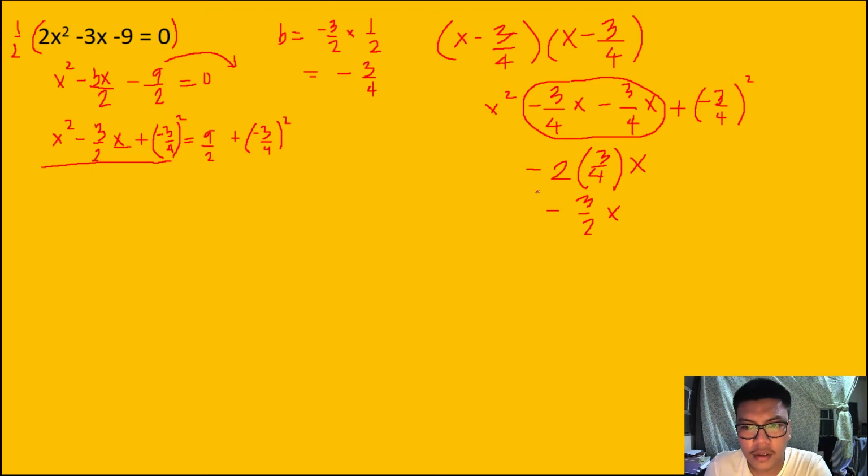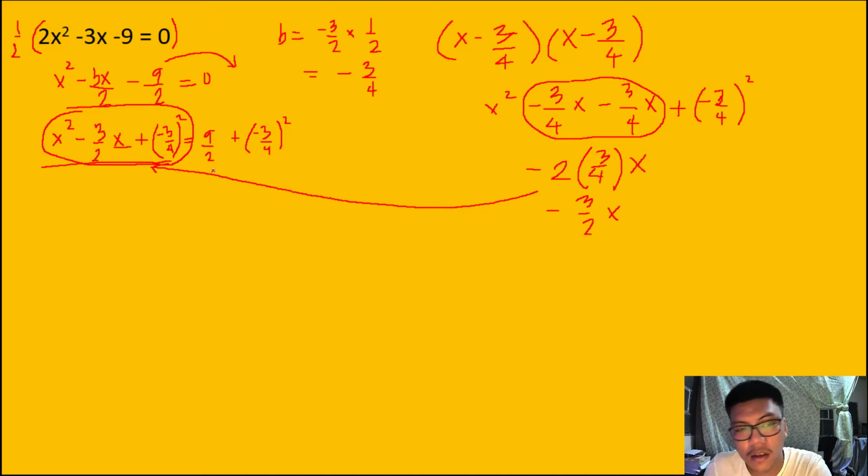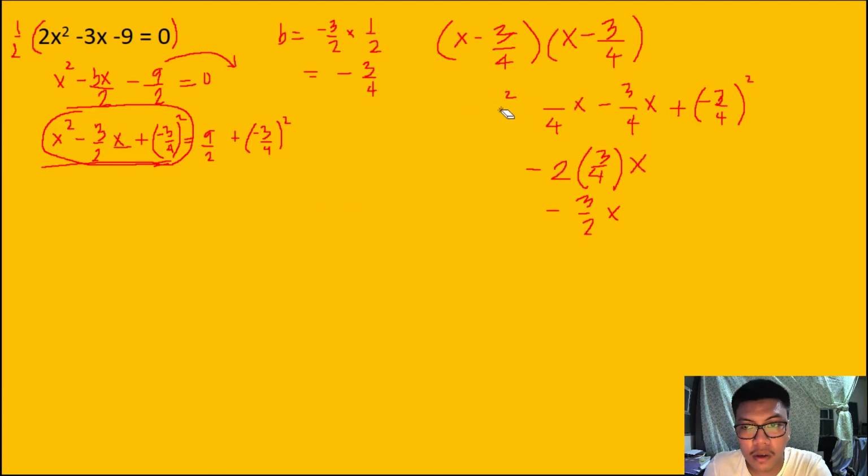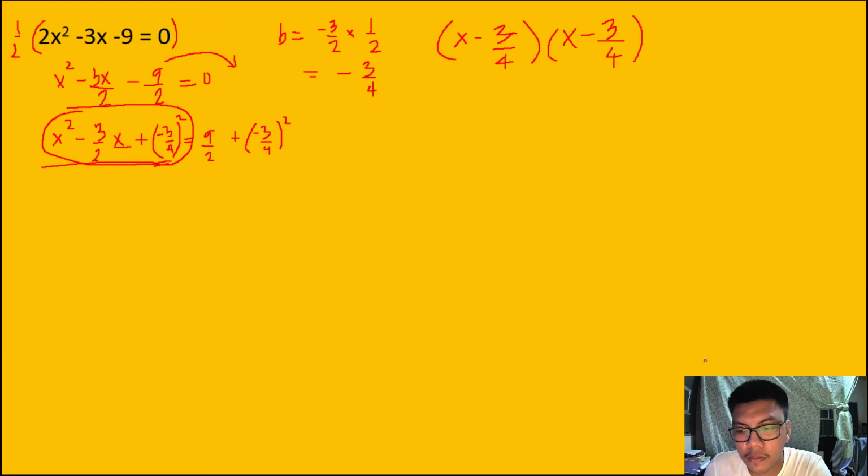Okay, napansin? Parehas nun. So meaning, kaya natin ginagawa, kinukuha natin yung coefficient ni x, then dinidivide natin sa 2, tapos i-square natin, i-add natin sa both sides para yung ating equation ay maging perfect square. Okay, yun ang ating target. Ginawa na natin ngayong perfect square yung ating left side. Then itong ating right side, pwede natin i-simplify.